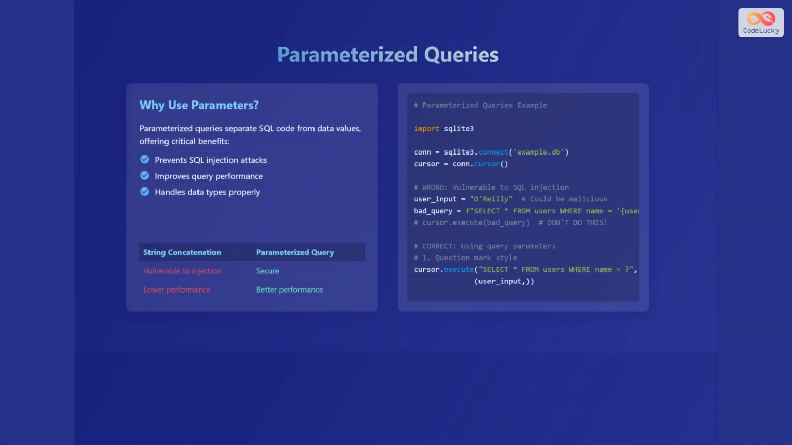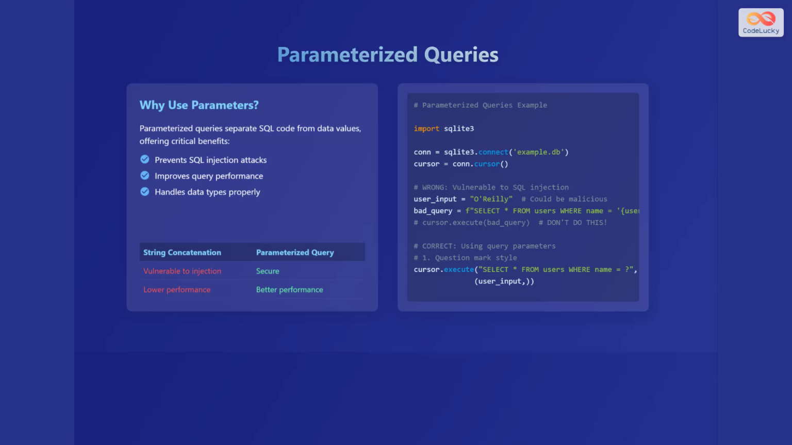It is important to use parameterized queries. Parameterized queries separate the SQL code from the data values, which prevents SQL injection attacks, improves the query performance, and handles the data types properly. On the other hand, string concatenation is vulnerable to injection and leads to lower performance. Here is a code example.